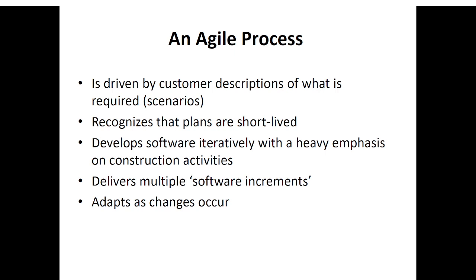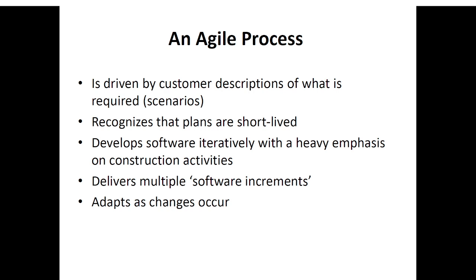So now, if we know what agility is, we can define a process which applies this agility, and we call this an agile process. It is driven by the customer's description of what is required, that is, the scenario. This process is defined by the customer, not by what you think and when you should deliver that requirement. The customer has more control on that. It recognizes that plans are short-lived. That means your requirement plans are very short-lived. You get one requirement, and you have to develop it in a very small amount of time.